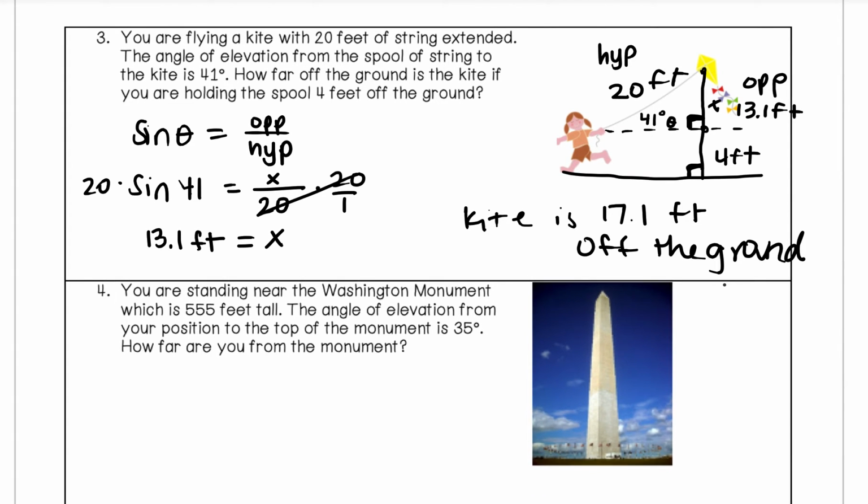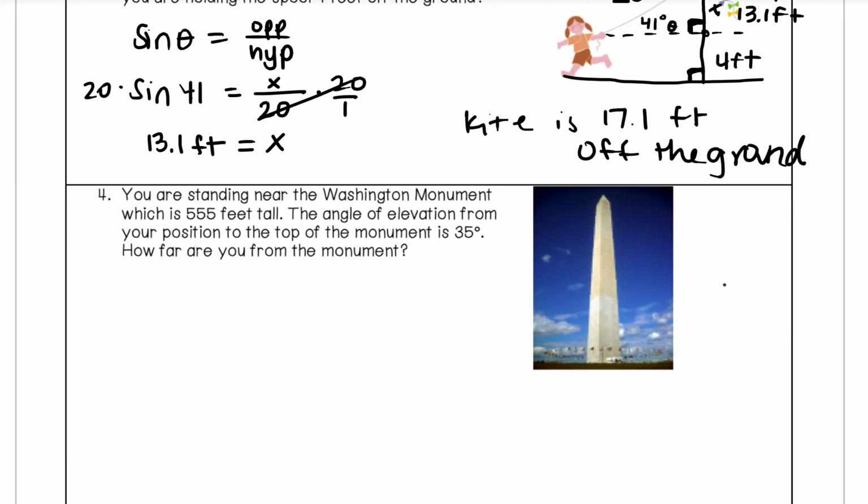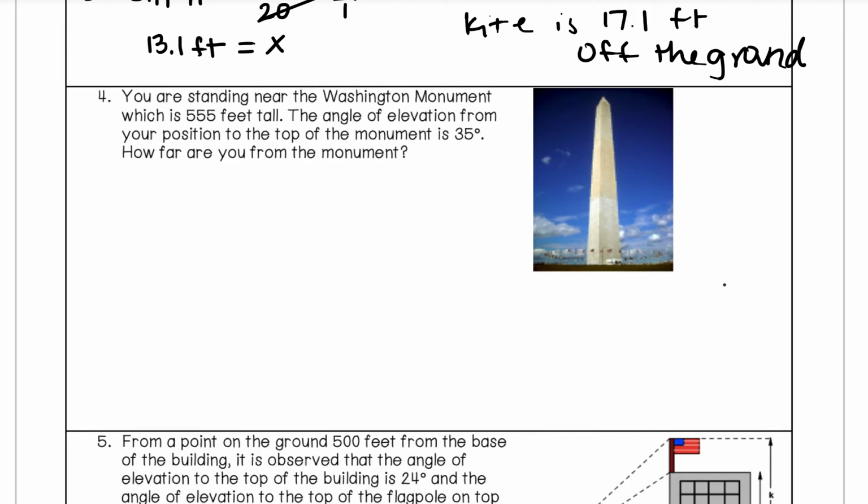Next up, it says you are standing near the Washington Monument, which is 555 feet tall. The angle of elevation from your position to the top of the monument is 35 degrees. So how far are you from the monument? So we need to kind of label this picture a little bit.